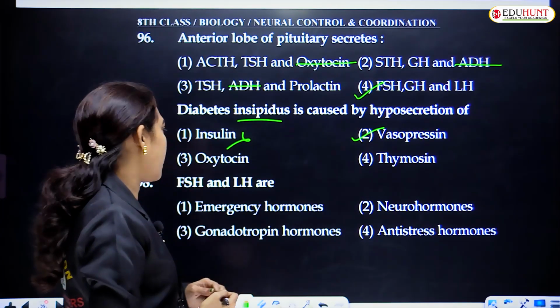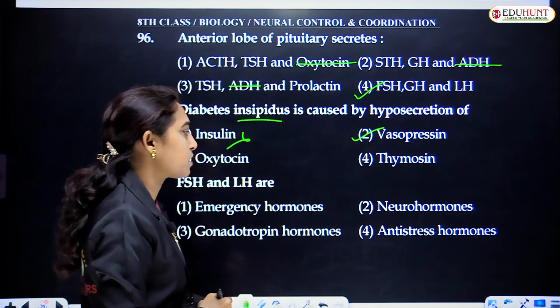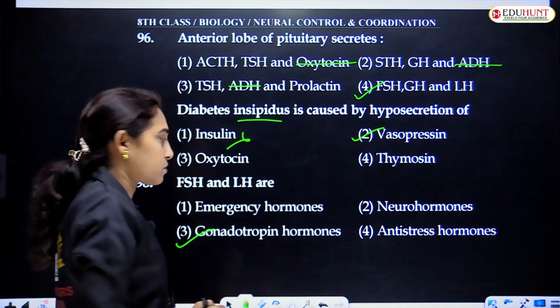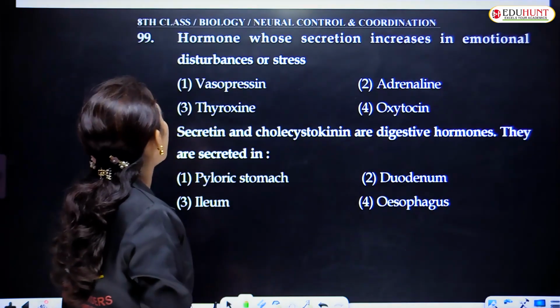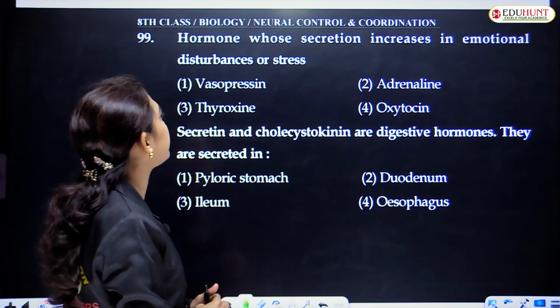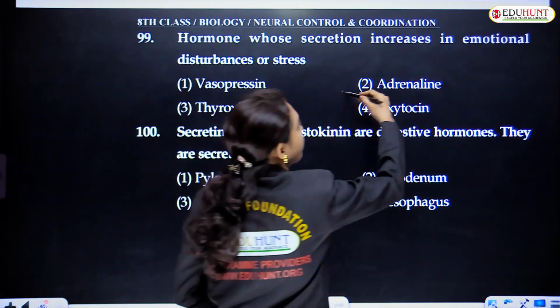FSH and LH are gonadotropin hormones. The hormone whose secretion increases in emotional disturbances or stress is adrenaline.